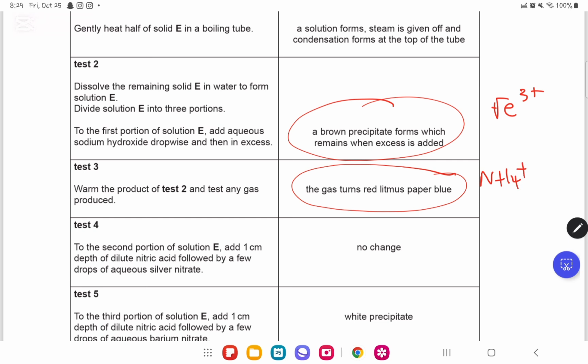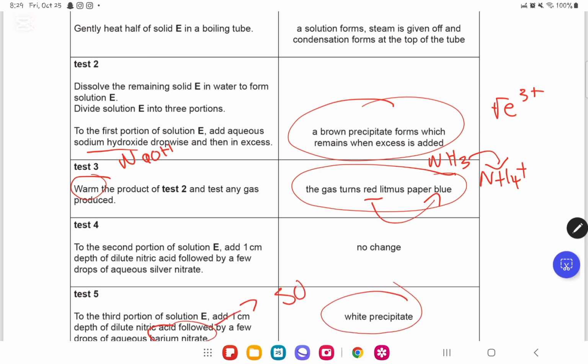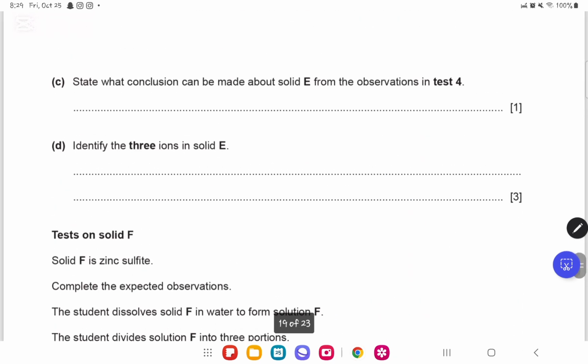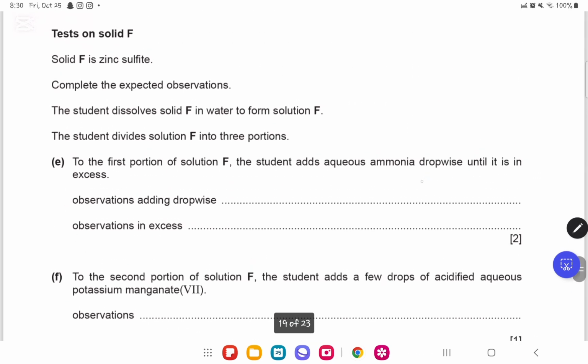Why? Because if you go up, you'll see that it was reacting in the beginning with a base, NaOH, and they warmed the product. So if you're reacting with a base and warming the product, then it turns red litmus paper blue and releases NH3 gas, then the ion is NH4+. And then finally, a white precipitate by adding barium nitrate, we said that the ion was SO4 2 minus. So the 3 ions are Fe3 plus, SO4 2 minus, and NH4 plus.